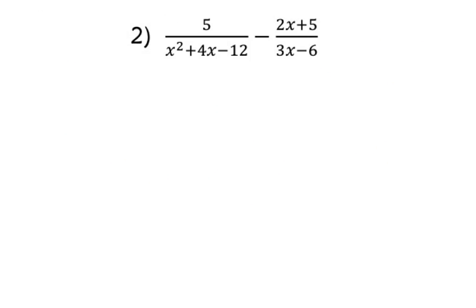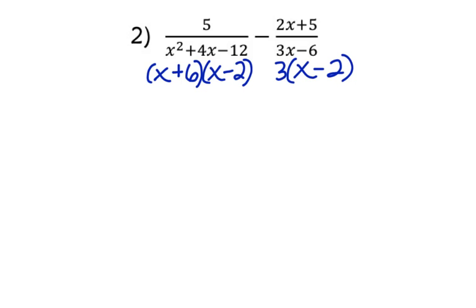Okay, so going to problem number 2, again, first step is we're going to factor the denominators. So looking at the first one, I would need two numbers that multiply to negative 12, add to 4. Those two numbers would be positive 6 and negative 2. So this one will factor into x plus 6, x minus 2. And then that second denominator, I can pull out a GCF of 3, and I would have x minus 2.